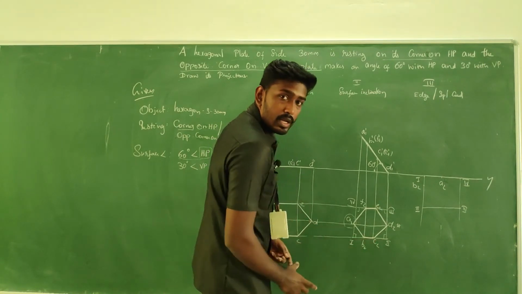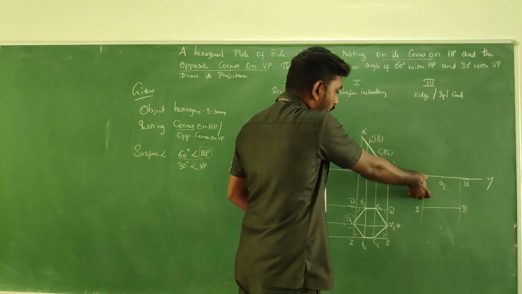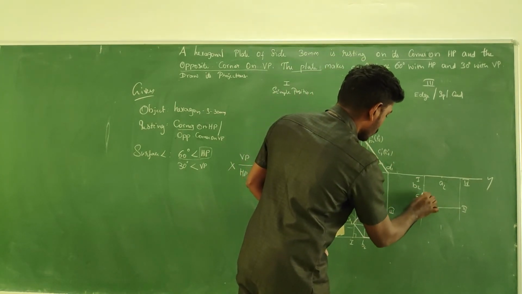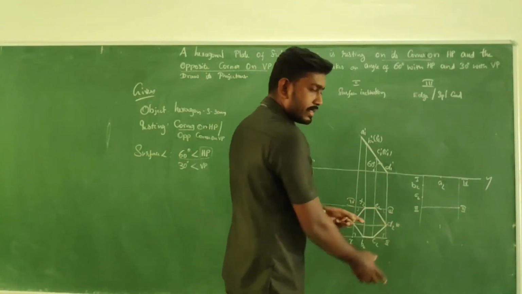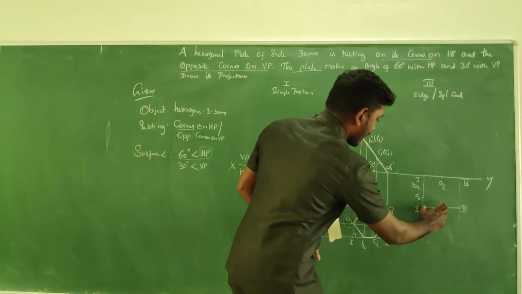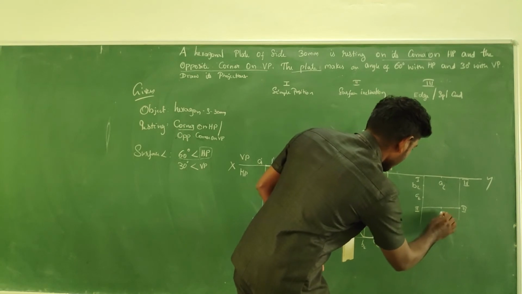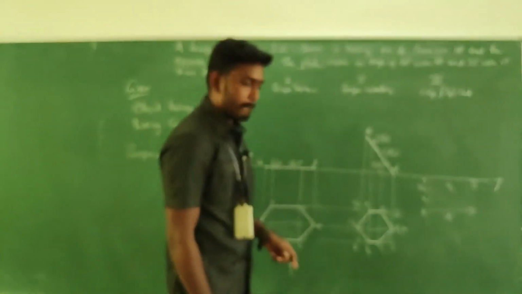So where is C? Between 1 and 2, right? So take the measurement 1 to C, from the 1, convey it. So this becomes your C2. Okay, so where is D? Between 2 and 3. Take the measurement from 2 and convey it. If you measure it from 2, you have to convey it from 2. If you are taking from the 3, you have to convey it from 3.